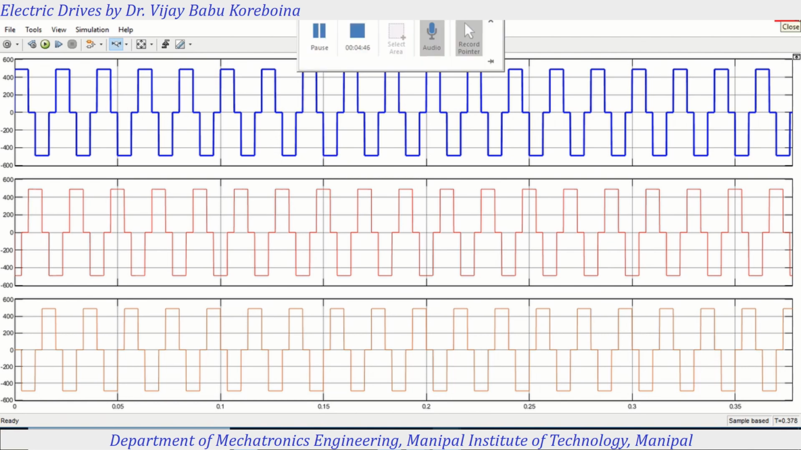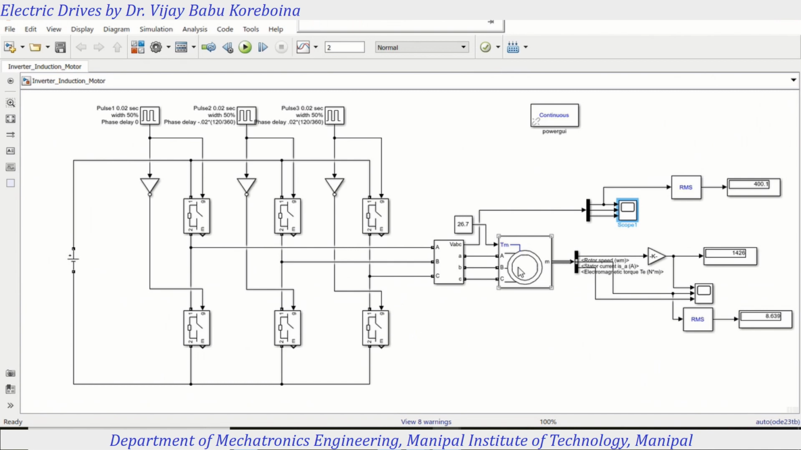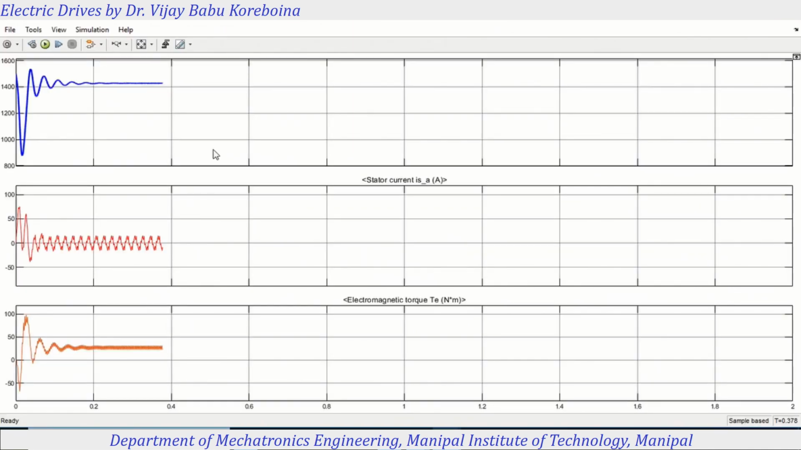That was the 180 conduction mode, simple. That I am going to apply to the induction motor. Let us see the torque as well as the current.